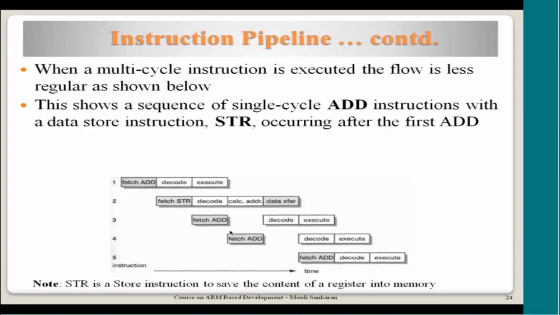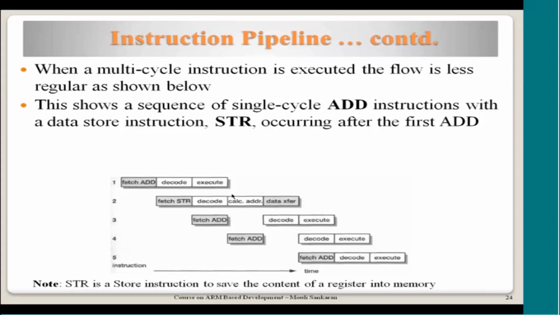Now assume that there are other add instructions which are following after the store instruction. Now let us go through this. Add instruction takes a single cycle. They go through this and complete it after the third cycle. Whereas the store instruction takes one more additional cycle.